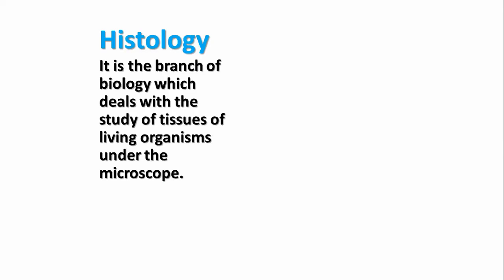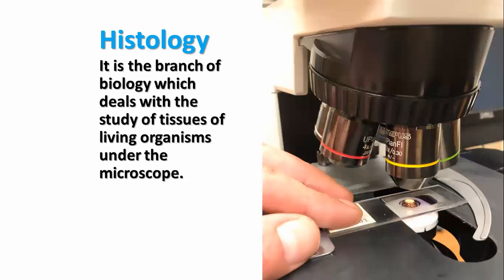The next branch is histology. What is histology? As I already mentioned in my previous lesson, it is the branch of biology which deals with the study of tissues of living organisms. Any kind of tissues when we study under the microscope comes under the branch of histology. All the tissues which we study under the microscope are living tissues, and this branch of biology is called histology.